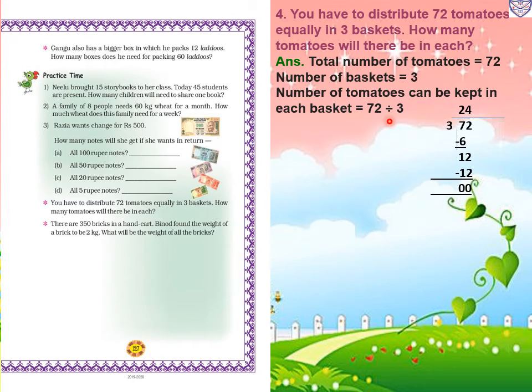So first we will take 7. In 3 table 7 will not come. So we will take 3 to the 6. So 7 minus 6, 1. And this 2 we will carry down. It will become 12. So in 3 table when 12 will come, 3 4s are 12. So 12 minus 12 we will get 0. So hence 24 tomatoes will there be in each basket. So how many tomatoes are there in each basket? 24.